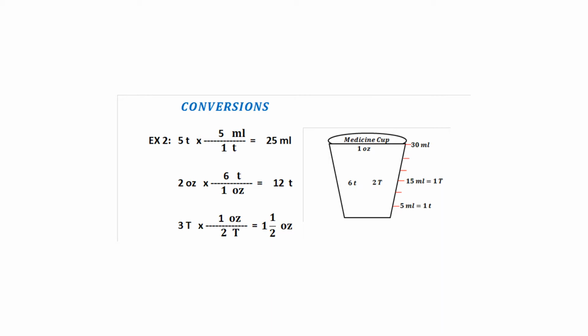We do not write 1.5. Ounce is an American term, and with U.S. terms, we like to use fractions and mixed numbers. So 3 tablespoons is 1 1/2 ounces.